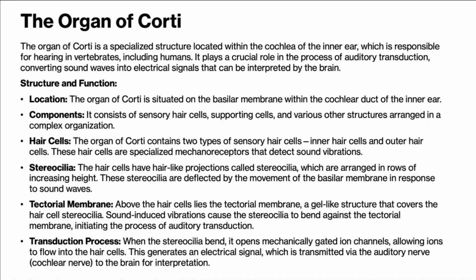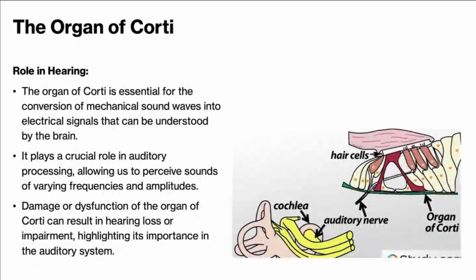So the cochlea releases a liquid, and essentially this then influences the nerve cells to open up some ion channels to allow an influx of ions to come in. When this happens, a nervous stimulus is formed and sent to the brain. So when the stereocilia bend, it opens mechanically gated ion channels and allows ions to go into the hair cells. This generates the electrical signal, which is then transmitted by the auditory nerve to the brain so that the brain can interpret it.